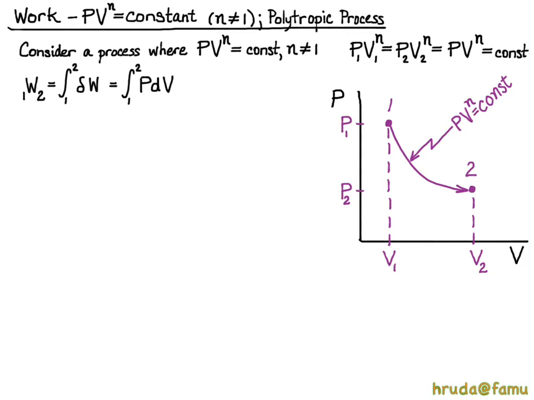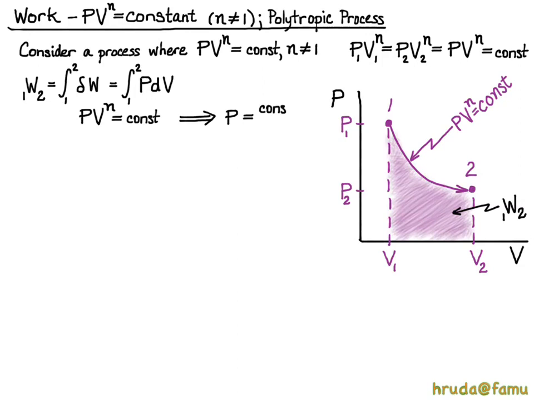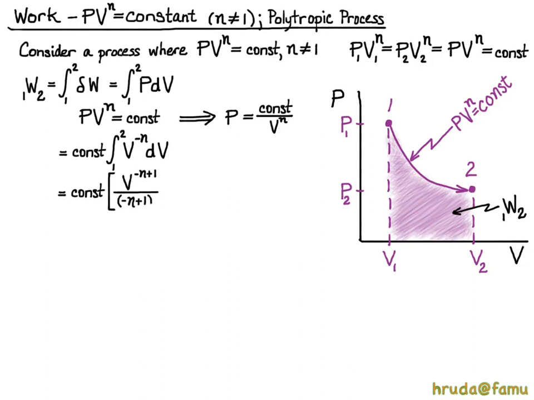We know that the work is the integral of P dV, so it's the area under the process. And using P times V to the n is equal to a constant, we can say that P is a constant divided by V to the n. So we can say that work is the constant times the integral of V to the minus n dV. Remember, 1 over V to the n is just V to the minus n. Evaluating this integral, I get a constant times V to the minus n plus 1 over minus n plus 1. You've done this many times before, and we'll evaluate that from V1 to V2.